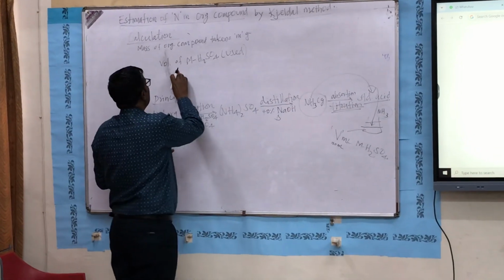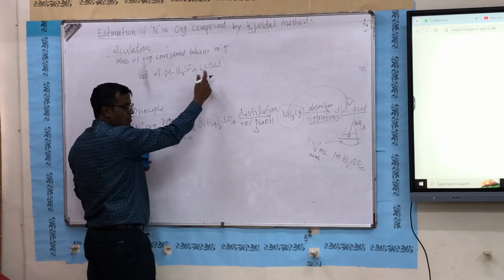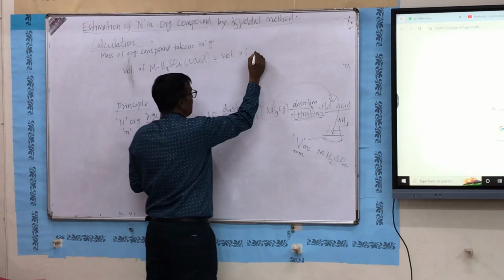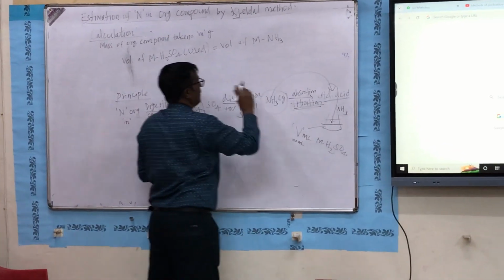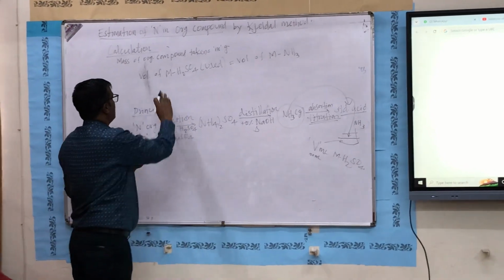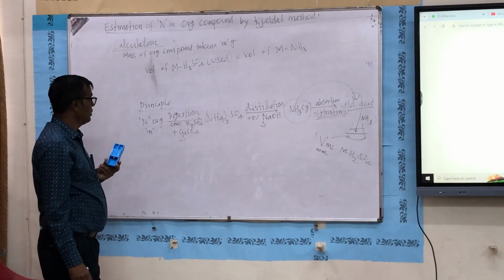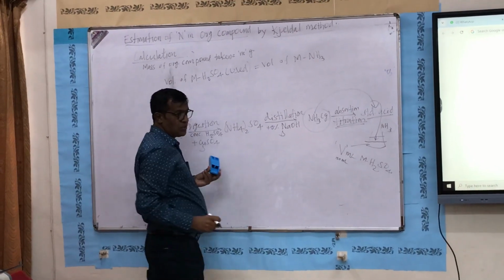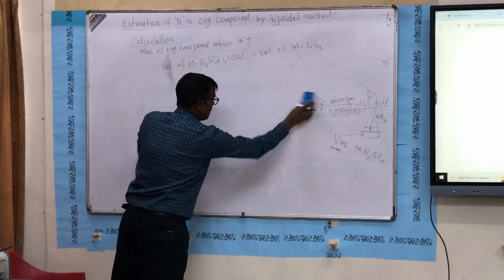So that I am writing here: volume of M H2SO4 used is equal to volume of same M NH3, ammonia. This is the principal step in this calculation. Now how to find out the volume of sulfuric acid used? For that, we have to use two reactions from here.